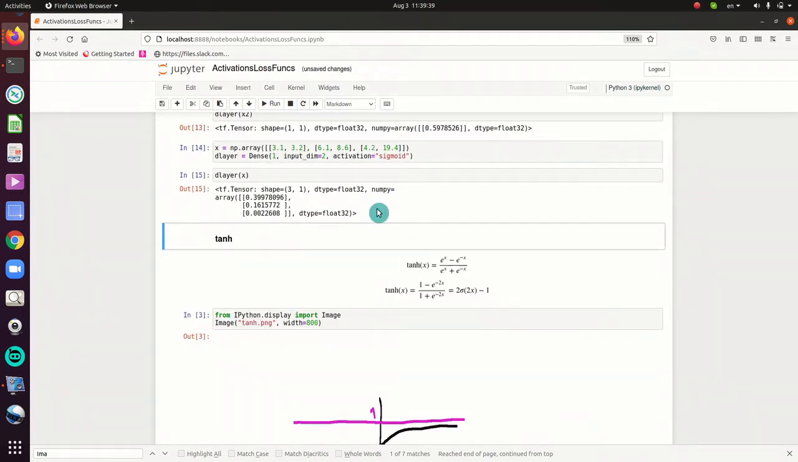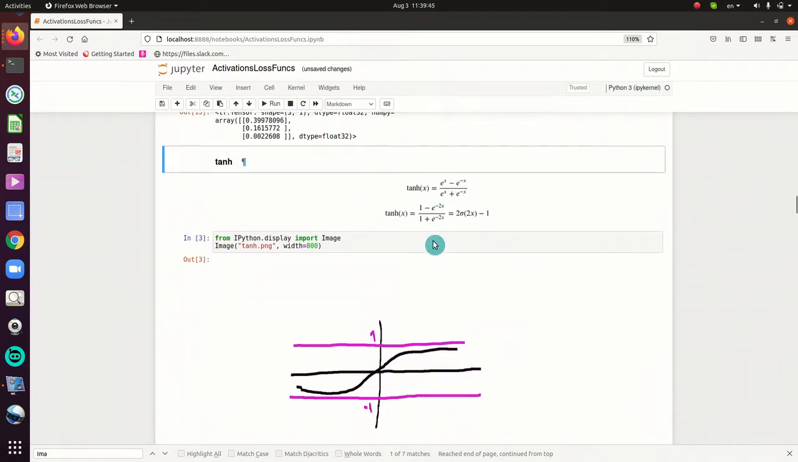Next one is tanh. Tanh is a shifted and stretched version of the sigmoid. Here is the formula first, and here is the graph. It's an S shape again. The output range is -1 to 1 and presents a similar behavior with the sigmoid function.